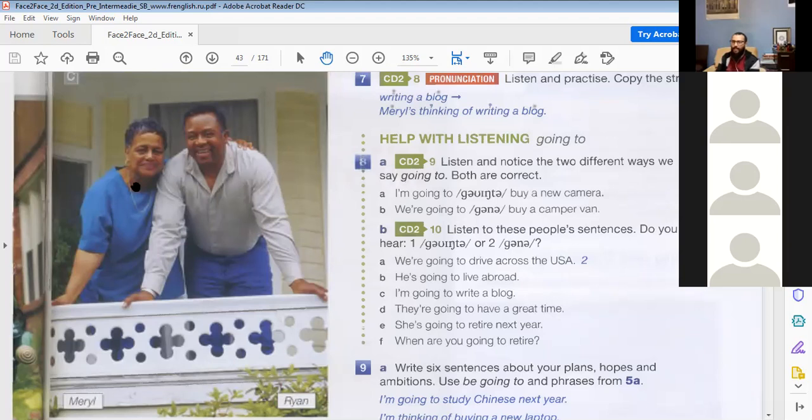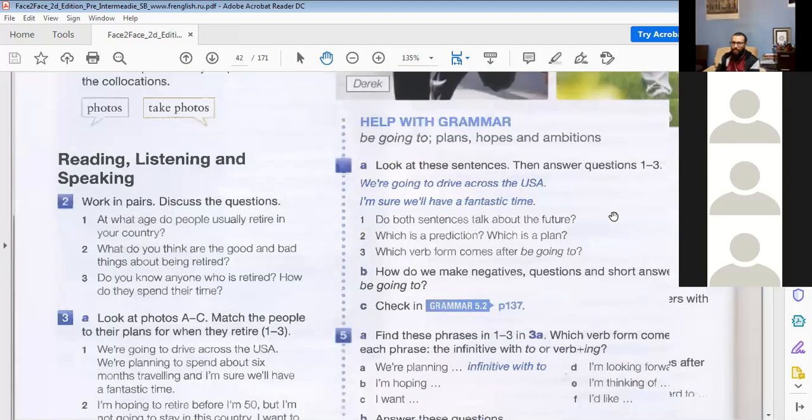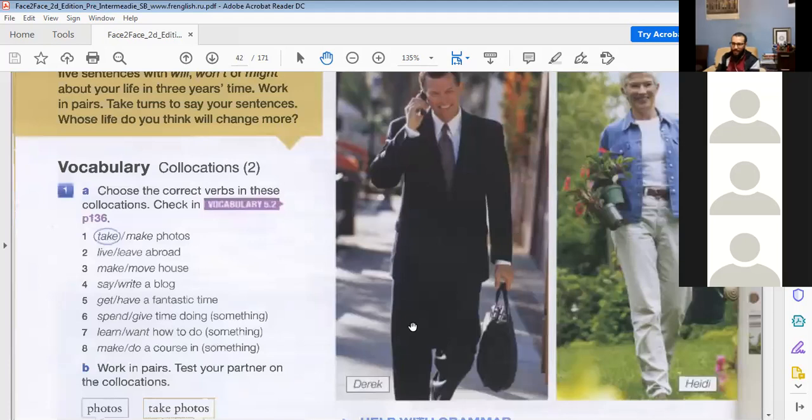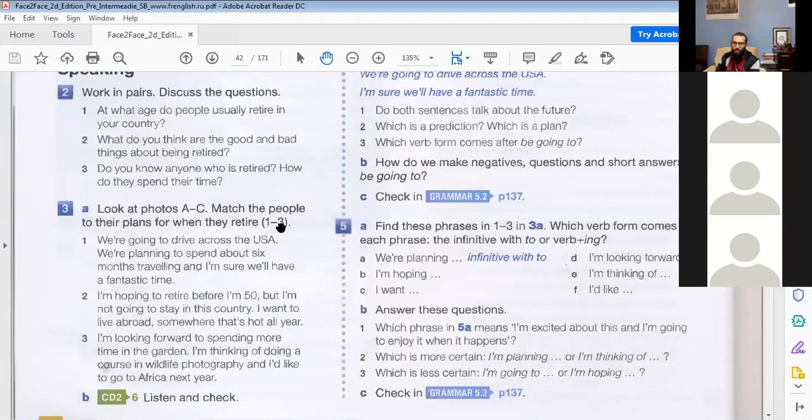Okay, let's find out about their lives. Let's find out about Meryl and Ryan, and also learn a little bit about Derek and Heidi. Let's see what they do. But before we do that, I want you to guess first. Here we have three parts, 1, 2, 3. I want you to read these very short paragraphs, and then guess who said this. Is it Derek? Is it Heidi? Or is it Ryan and Meryl? So take a minute. Read 1, 2, 3 first, and then tell me what you think.